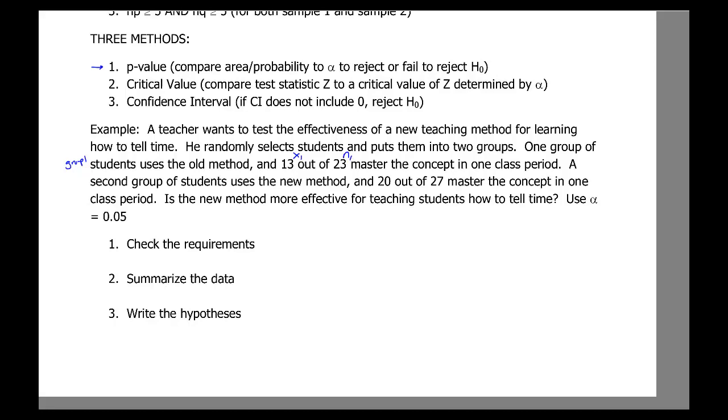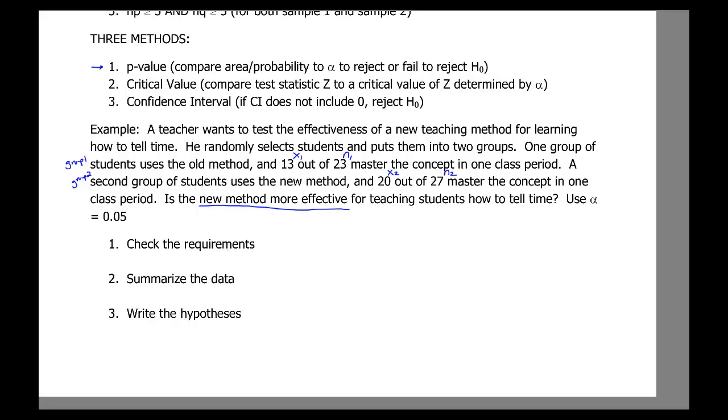Master the concept in one class period. A second group, we'll call that group 2, uses the new method. And 20 will be our x2 out of 27, which is n2. Master the concept in one class period. Is the new method more effective? And we give alpha of 0.05.